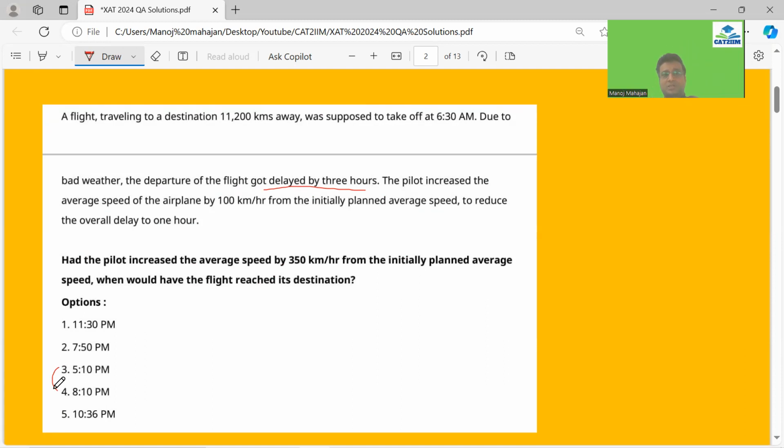So maybe if you miss out this part that it got delayed by 3 hours, you may look forward to mark this option also. What I feel is the answer should be from 3 and 4, but I'm not saying that's a rule, but that's something which I've observed with my 20 years of experience. So if you look over here, a lot of people would make the mistake out here by marking the option third. The right answer is fourth out here.